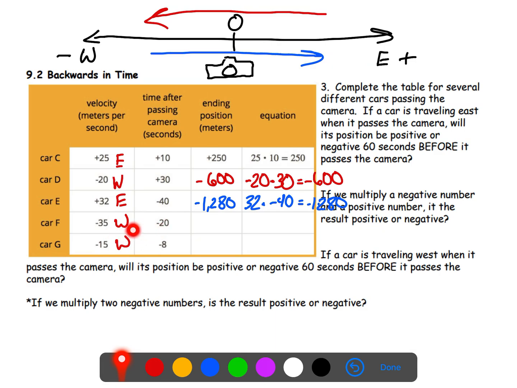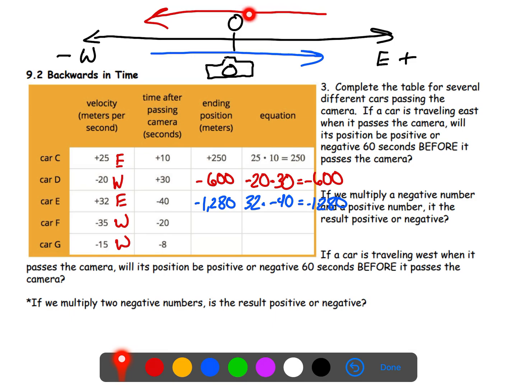That's going to be important as we look at this next one. Here we're multiplying two negative numbers. So we have a velocity that's negative 35 meters per second. That means the car is traveling in the red line here. It's traveling to the west in the negative direction. Then the time is also negative 20. So that means that we are 20 seconds before reaching the camera.